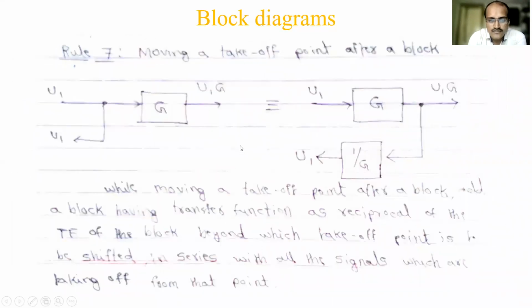Next rule. Okay. So now we have seen rules number 5 and 6 about the summing point. A similar case we have to discuss with the takeoff point now. So moving a takeoff point after a block. The takeoff point will be shown like this, a small circle, right? As I told you. So this is the takeoff point. So U1 is there here. The same thing is taken as a branch. So here also you will have output U1, and G is there, giving U1G.